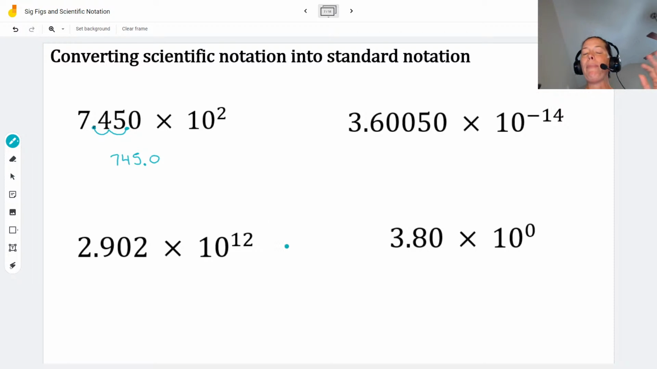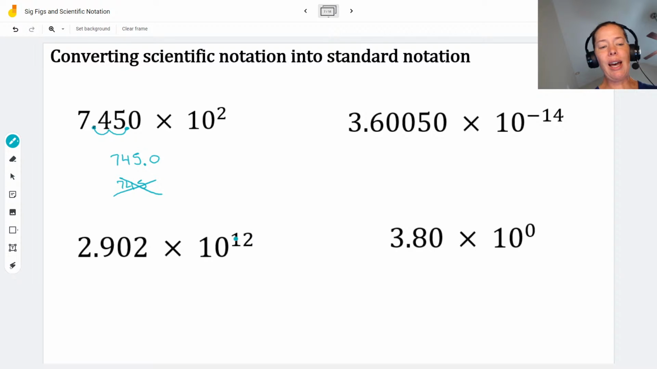745.0. Now, when you're going from scientific to standard notation, you never drop any of the zeros, because remember, once you're in scientific notation, any zeros that are in scientific notation are significant. So you wouldn't want to write this as 745. That is not correct, because you have dropped a significant digit, which is why I wanted to include that.